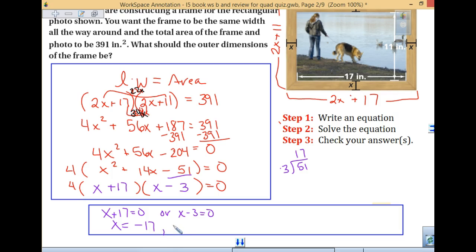And the other one would be, Noah? X equals 3. So, what should our dimensions of the frame be? Which one of these does not make any sense at all? Negative 17. We are not going to have this solution at all because length cannot be negative in the real world, right? If it just said solve this quadratic, these are possible solutions to the quadratic. This one is the only one that actually works.